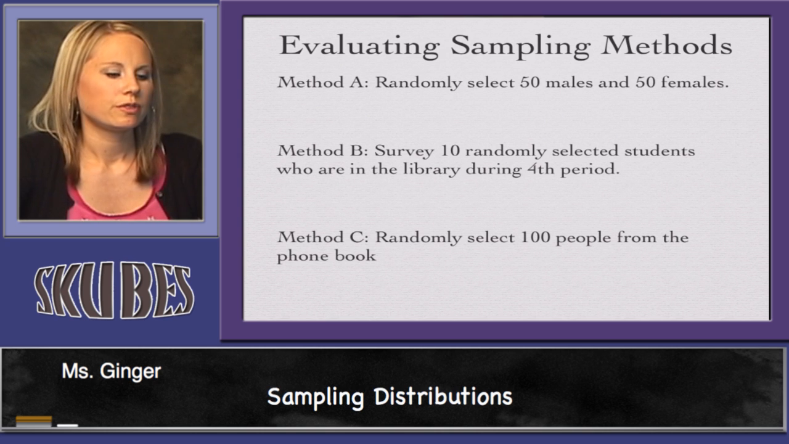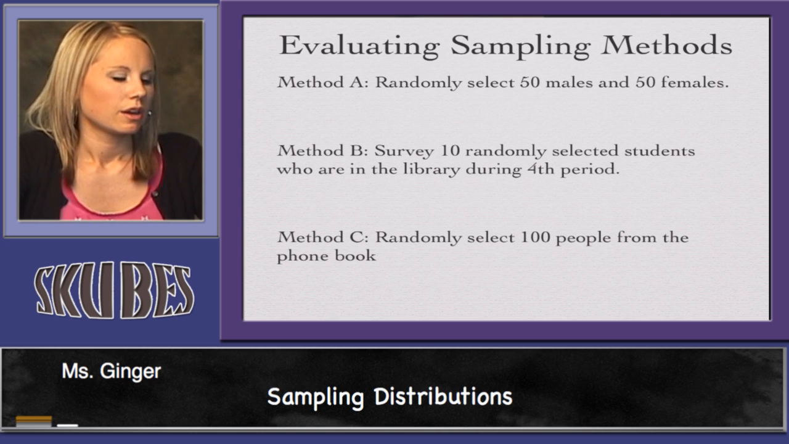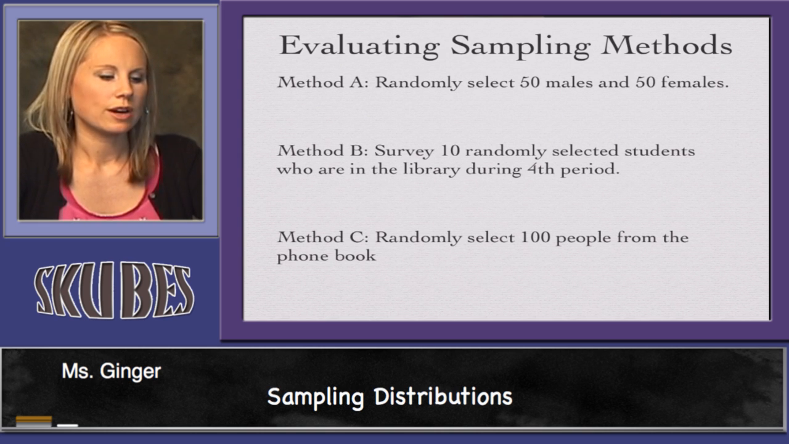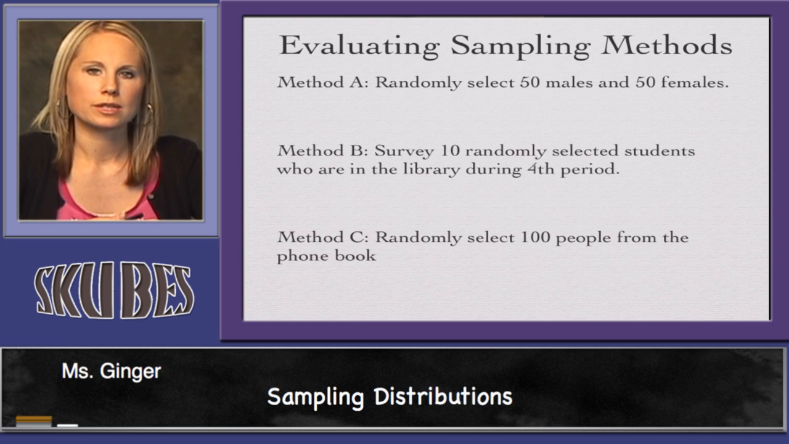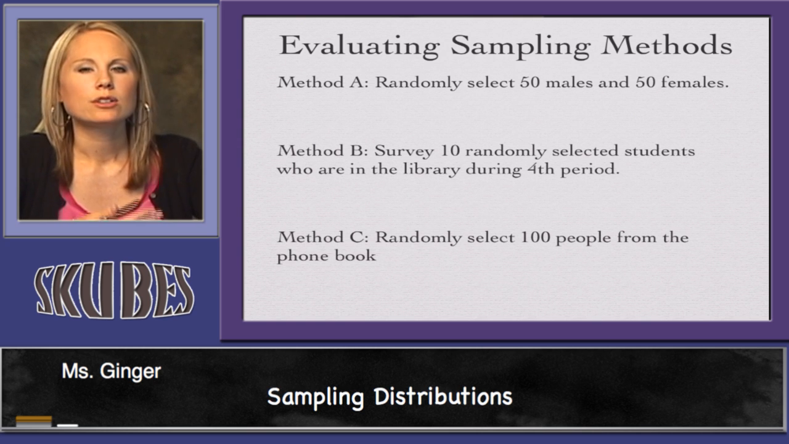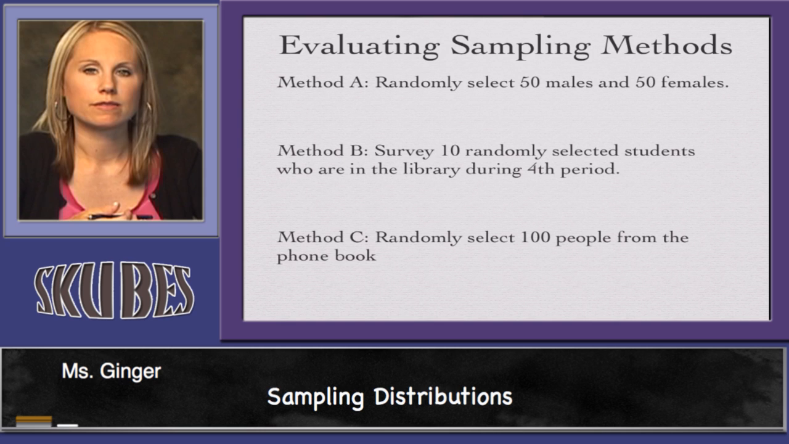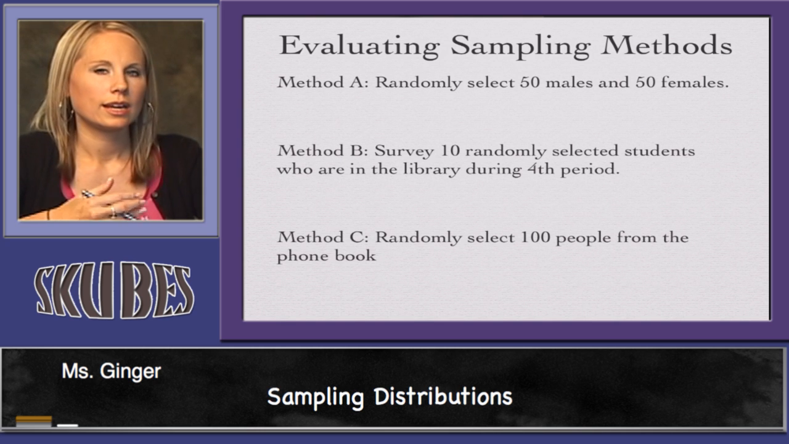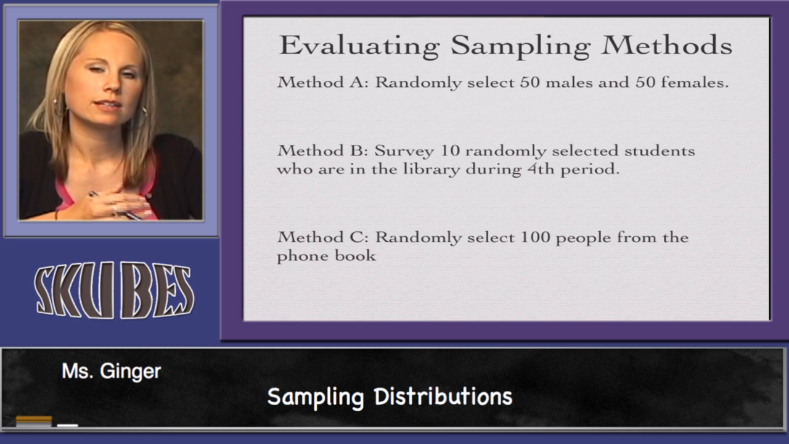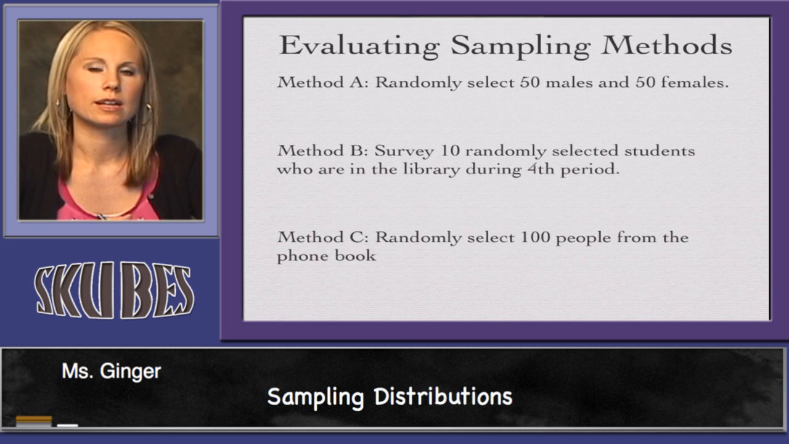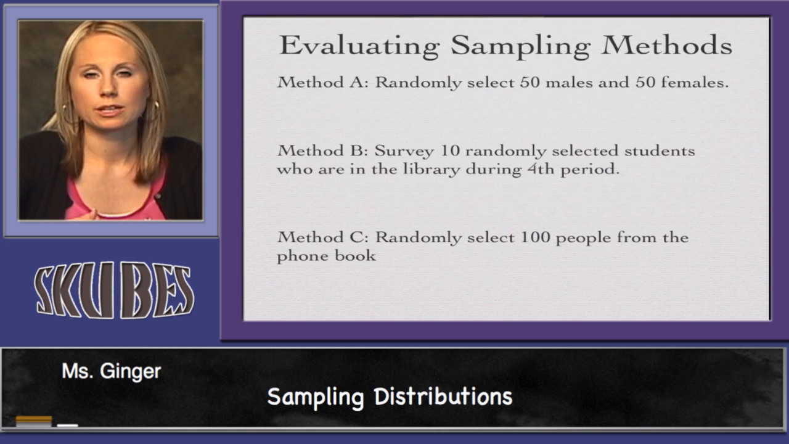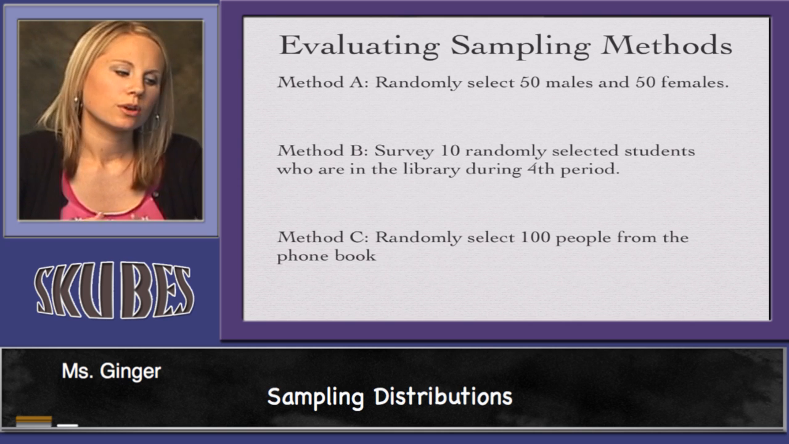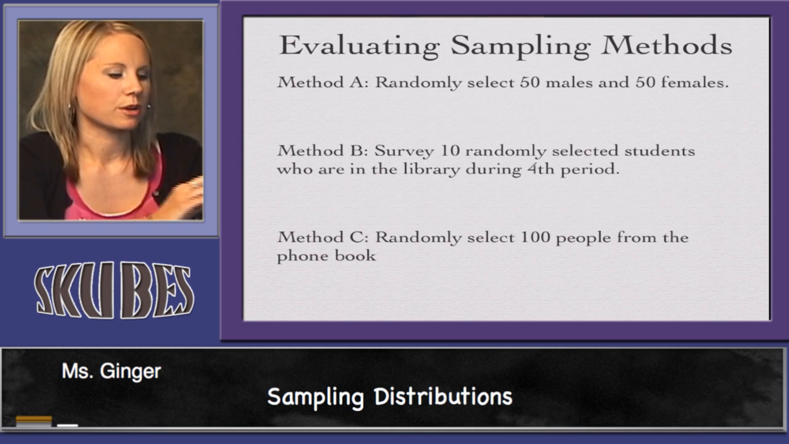So method A was 50 males and 50 females. Okay, so let's think about this. We are randomly selecting members from the town, but if you remember, they told us that our town is 70% female. So in this case, if we take exactly as many males in our survey as females, then our females will actually be underrepresented because they make up a larger portion of our population in the town. So let's keep that in mind as we're evaluating.